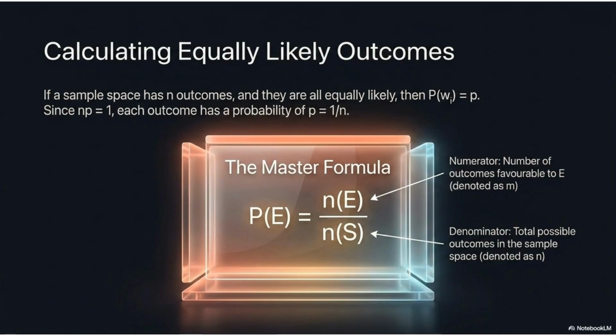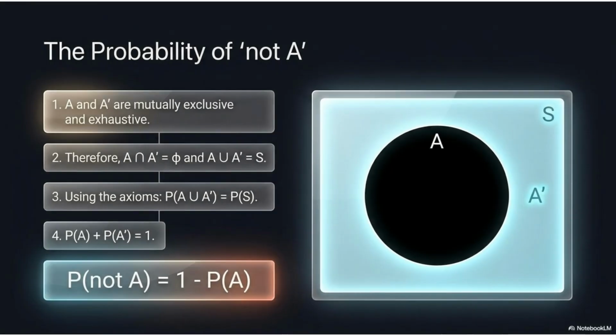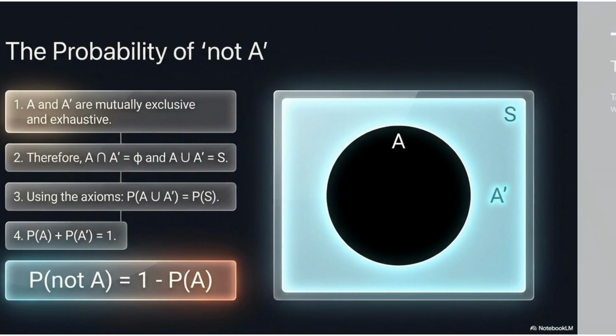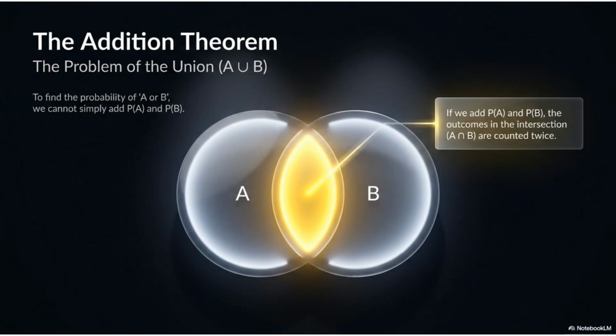The probability is the number of favorable outcomes divided by the total number of outcomes. Because an event and its complement are mutually exclusive and exhaustive, the probability of not A is simply 1 minus the probability of A. Finally, the addition theorem reminds us that when finding the probability of a union, we must subtract the intersection to avoid counting those outcomes twice.